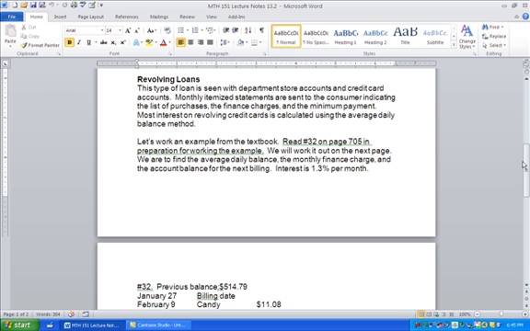Most interest on revolving credit cards is calculated using the average daily balance method. And so that's the method we're going to look at in terms of calculating how these payments are done. And we're going to use problem number 32 on page 705. Grab my book here to show you how this actually works. And let me get to 705.